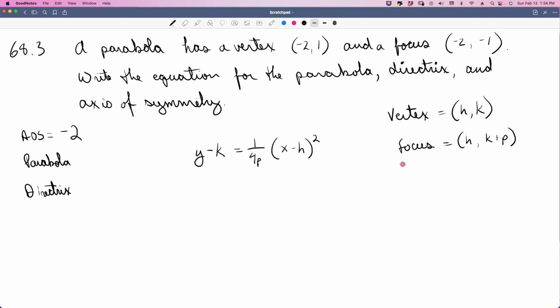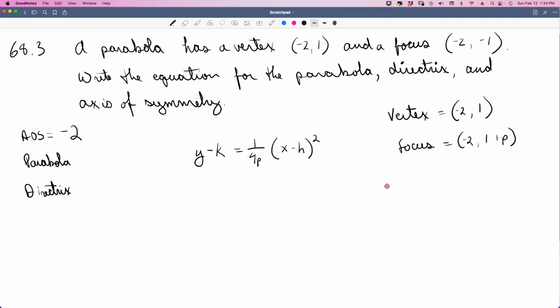But now we have to figure out what everything is. So we know h is -2. So I'm just going to erase h and put -2 in for both of those. Now we know that k is the vertex. So k on the vertex is 1. So it's a +1. So I'm just going to take +1 and substitute it in here. And I'm going to take +1 and substitute it in here.